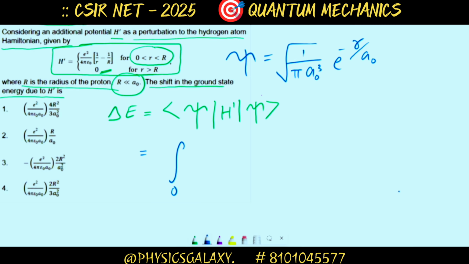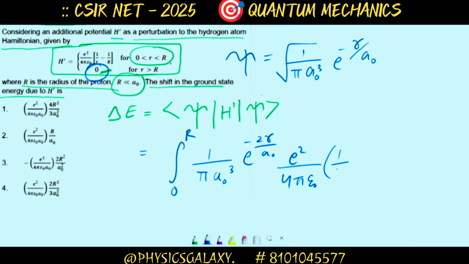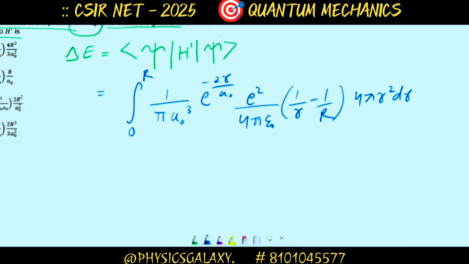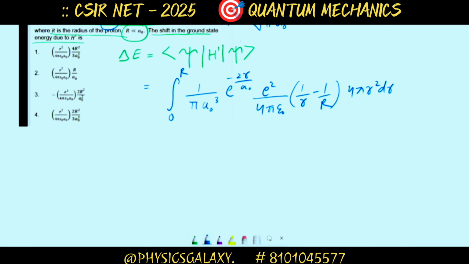So it's the integral from 0 to capital R. For r greater than capital R, there is zero perturbation, so I only have to evaluate this integral from 0 to capital R. Then it will be 1 by pi a naught cubed, e to the power minus 2r by a naught, and then I have this perturbation, that is e squared by 4 pi epsilon naught, times 1 over r minus 1 over capital R, over the volume, that means 4 pi r squared dr. So we just need to simplify this integral.